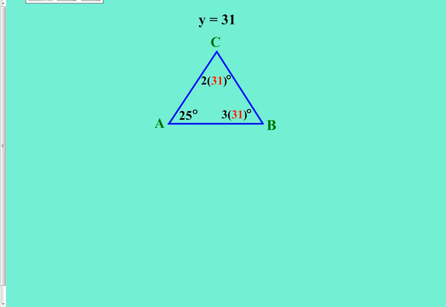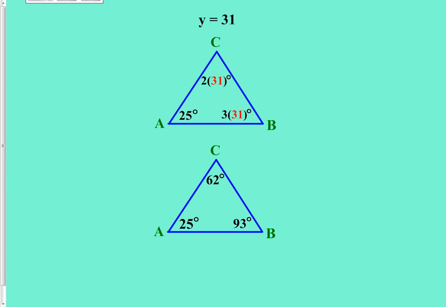and apply it to the triangle that we had. Instead of 2y, we'll take y out and plug in 31 for the angle near vertex C. And instead of 3y, we'll take the y out and plug in 31 for the angle near vertex B. So all we really need to do is figure out what those measurements are. Of course, the angle near vertex A is 25 degrees. Now the angle near vertex C, 2 times 31 degrees is 62 degrees. And on the angle near vertex B, 3 times 31 is 93 degrees.